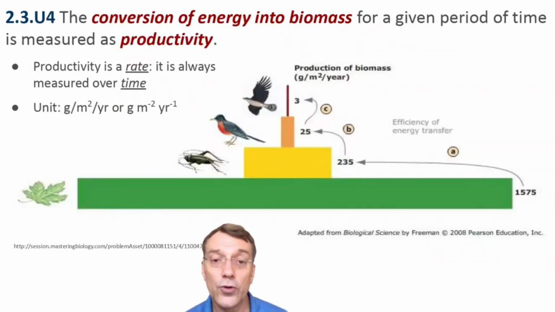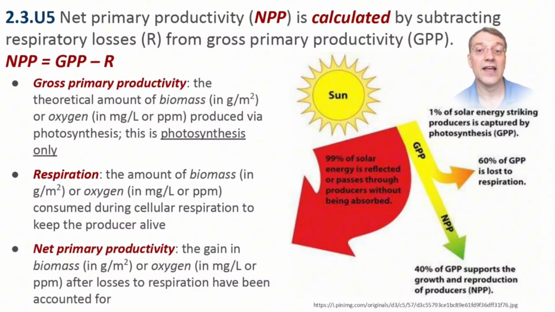ocean currents. Productivity measures the conversion of energy into biomass over time. It's always a rate, and it's typically measured in grams per square meter per year, but sometimes you'll see it in kilos per hectare per year for terrestrial ecosystems. This diagram shows how biomass decreases at higher trophic levels due to energy losses between transfers. Net primary productivity is abbreviated as NPP, and gross primary productivity is abbreviated as GPP.